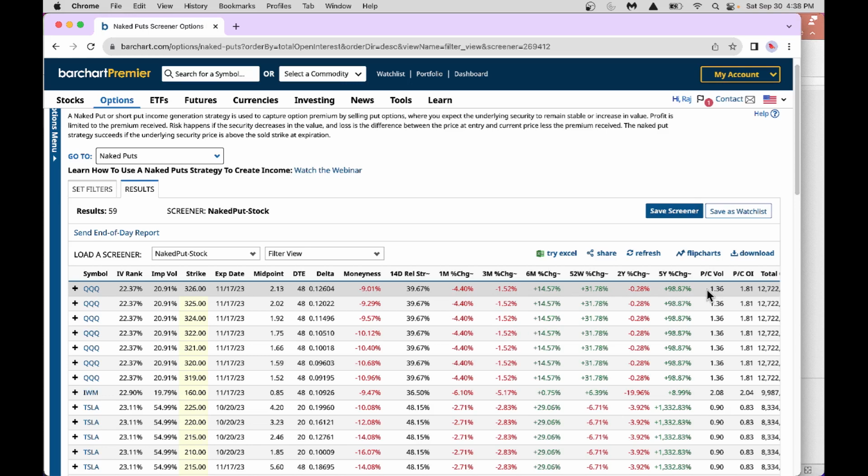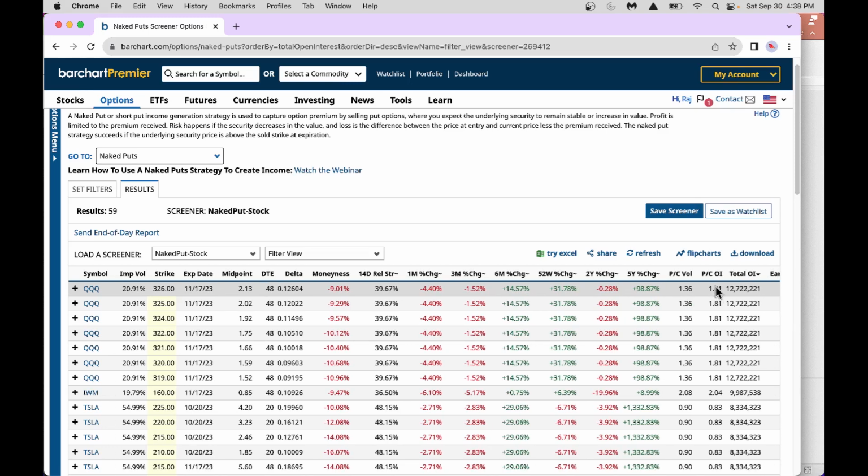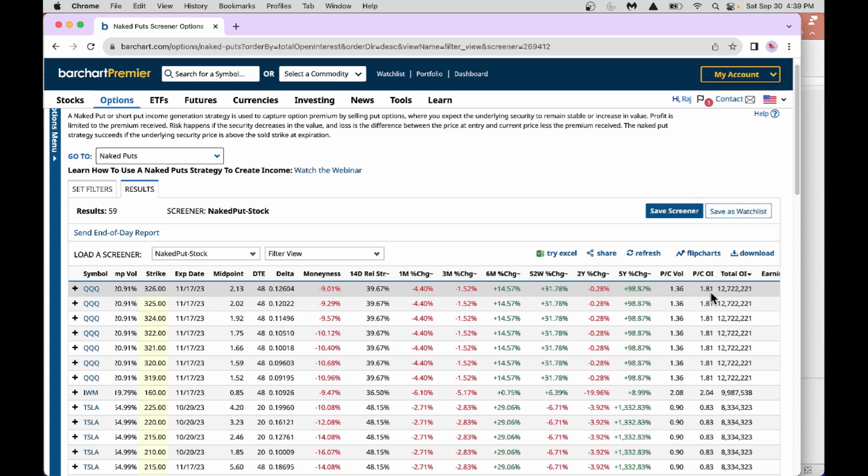Look, more folks are really trading put options. That's why a lot more puts are traded than calls. That's why the put call volume ratio is more than 1. When it's more than 1, it tells you more put options are being traded. Look at the put call open interest here. It's 1.81. That tells you a lot of people are holding on to their put options. That also tells you folks are a little bit bearish at this time.